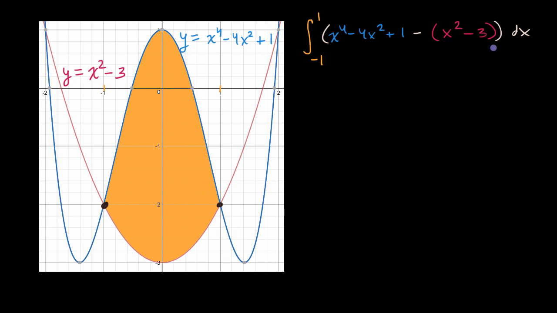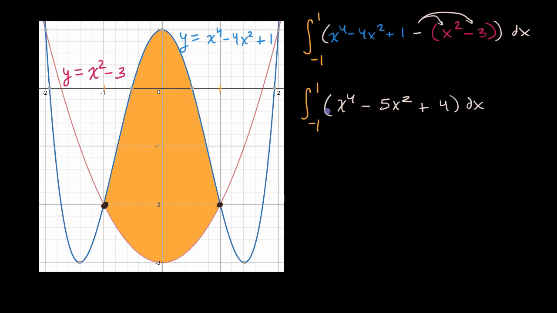So now let's just actually compute this. So what is this going to be? And at any point you get inspired, pause the video and figure it out on your own. So this is going to be, let's see, we have an x to the fourth, and we have minus 4x squared, but then we're going to subtract another x squared when we distribute this negative sign right over here. So if we have minus 4x squared minus another x squared, that's going to be minus 5x squared. And we have a plus 1. And then we're going to subtract a -3, which is plus 3. So then 1 plus 3 is plus 4 dx.